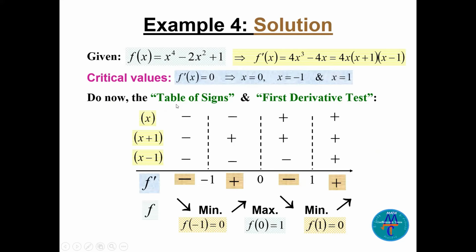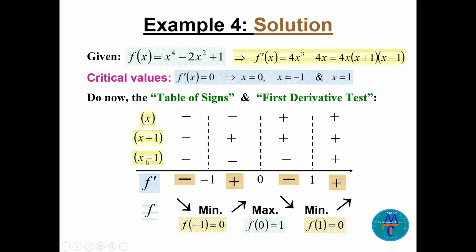See, we now do a table of signs, and this is the first derivative test. So we are testing f prime. We are studying f prime in this table of signs. Then we'll make another table to study f double prime. So for f prime here, just put the factors here, put x plus 1.